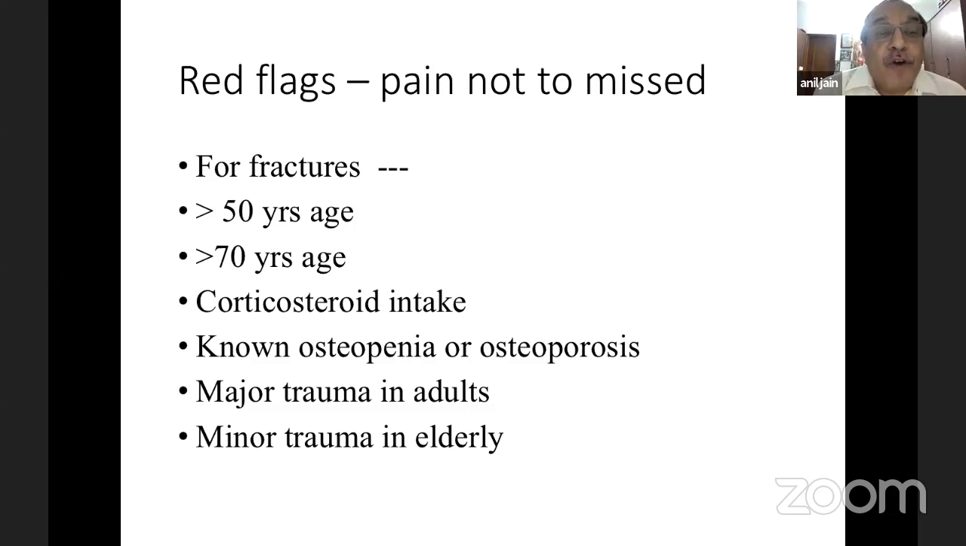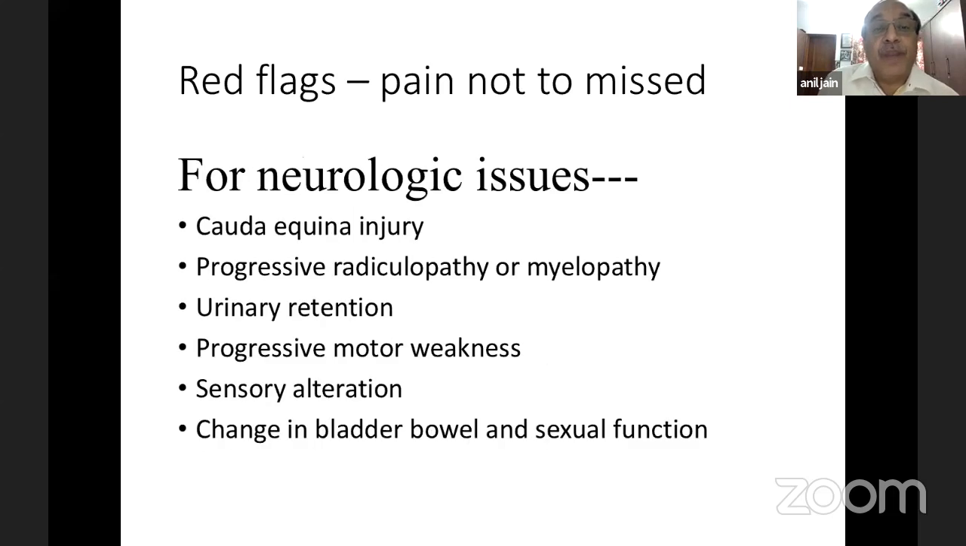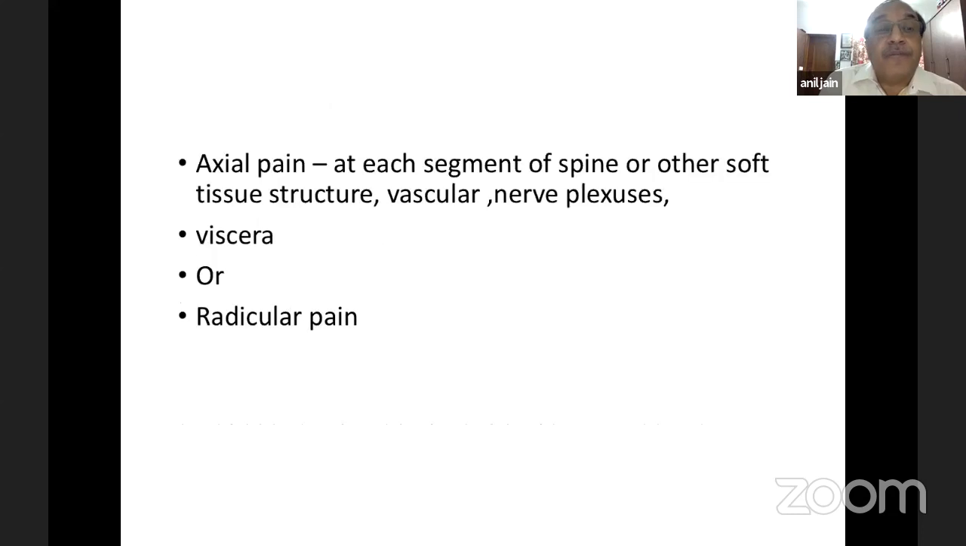So for fractures, anyone more than 50 years of age, particularly on a corticosteroid or with known osteopenia or osteoporosis, and with major trauma: these are the red flags for pain because of fractures. In elderly patients, even minor trauma is enough to cause a fracture. Similarly for neurologic issues: progressive radiculopathy, myelopathy, urinary retention, progressive motor weakness, sensory alteration, and changes in bladder, bowel, and sexual function. These are the red flags for neurologic causes.